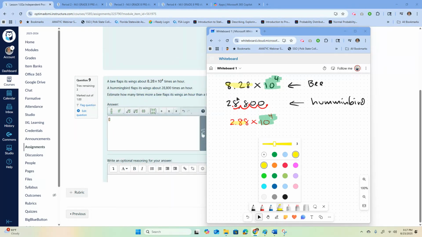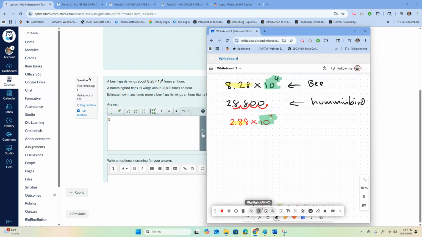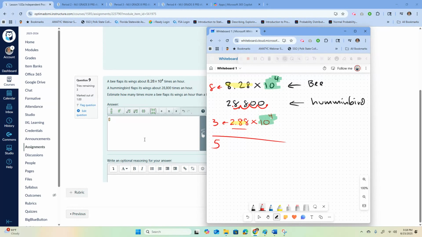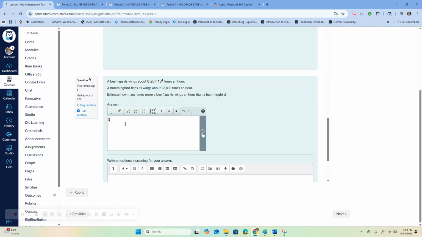So when you estimate, you're going to take this decimal and round it to a whole number. So this decimal is basically 8. This decimal here is basically 3, and 8 minus 3 will be 5. So that's the answer I'm going to put here. That's my estimate. And that's how you do this assignment. I hope this helps.